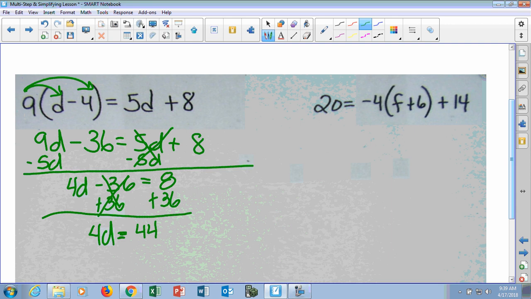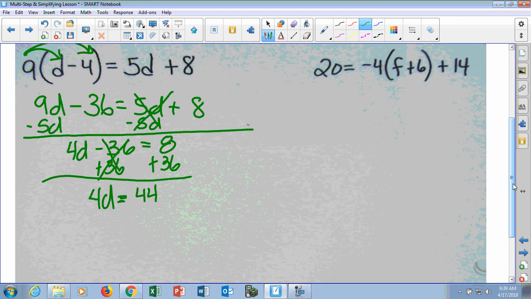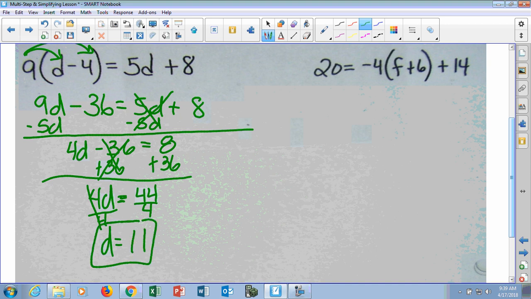Well, now I got it down to what we've been doing, right? How can I get D all by itself? Divide by 4, right, because I have to undo multiplication. So if I divide by 4, 4 divided by 4 is 1, and 44 divided by 4 is 11. And there's my answer. Took me a few more steps than the previous one, right? But I got it.